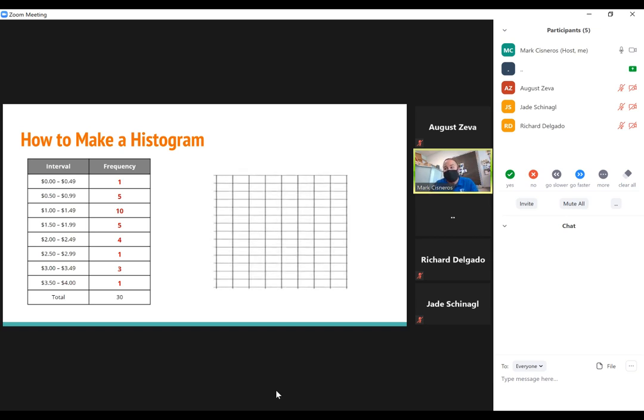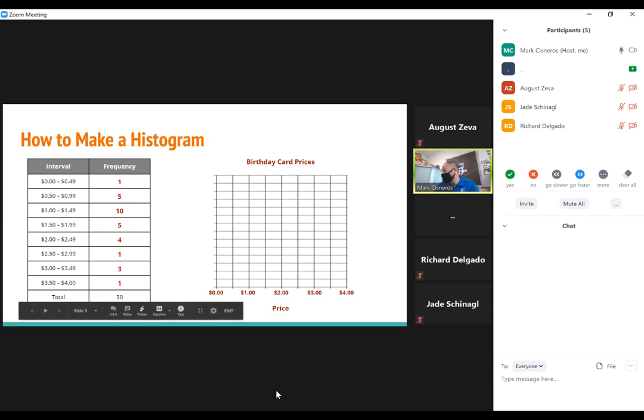And then I would take a blank graph. But this is where you've got to be really, really careful. I put a title and I label both axes. I start at 0, and notice how I went in intervals of $1, but I really went in intervals of 50 cents because this right here is 50 cents. This is $1.50 right here. This is $2.50 right here, and so on. $3.50.